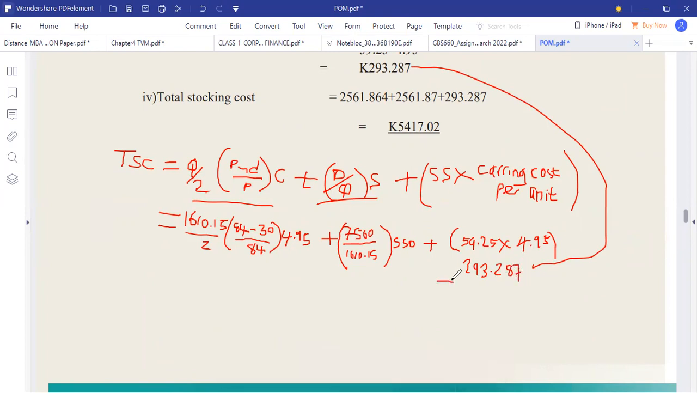Then plus, here we can sort out this one. This one is 75. Those with calculators can calculate. So 75 divided by 1610.15, then multiply by 550, we are getting 2561.87.